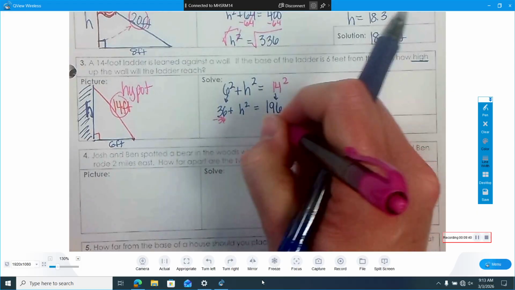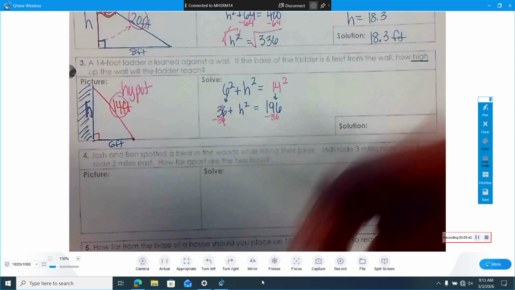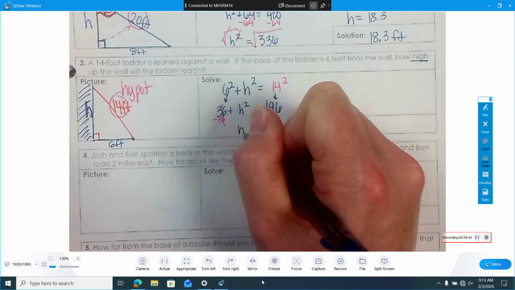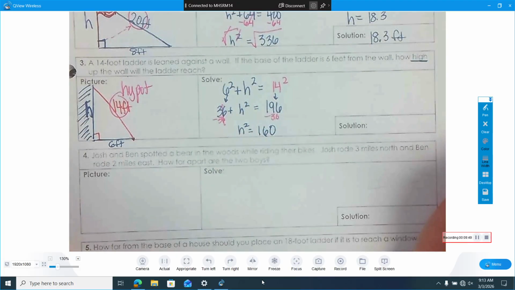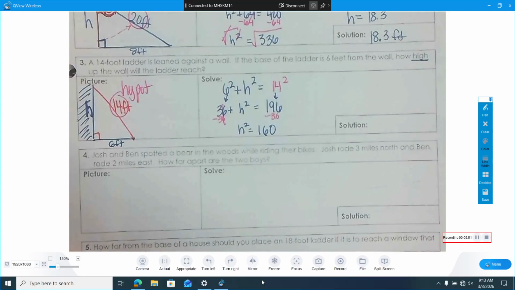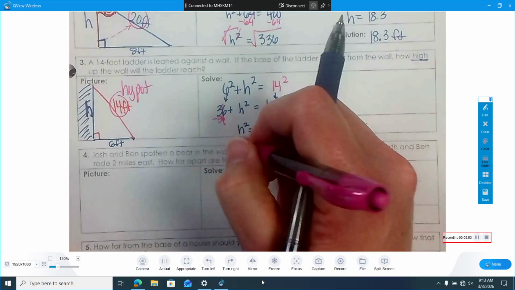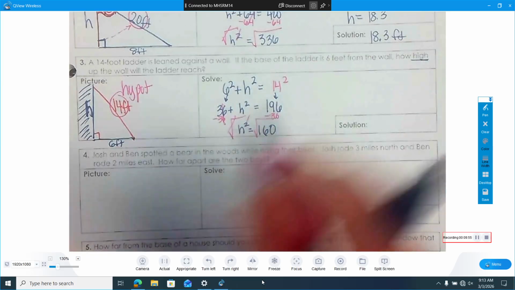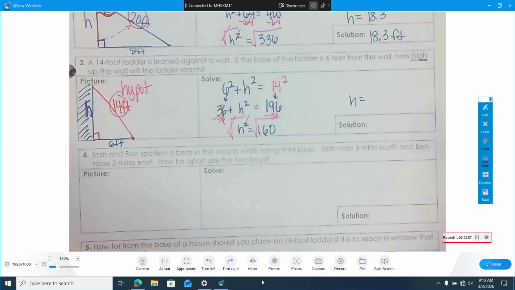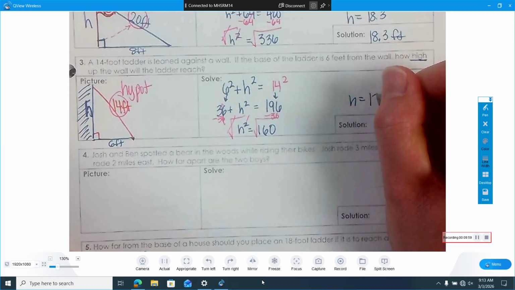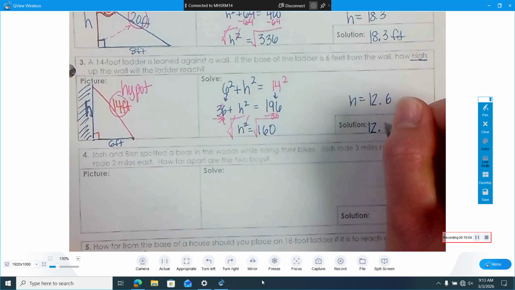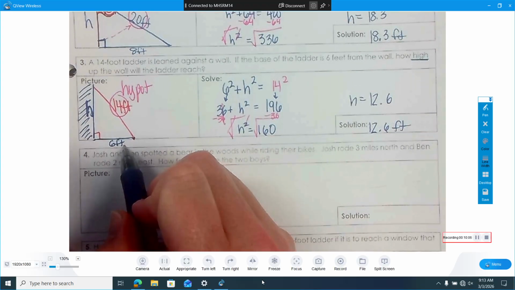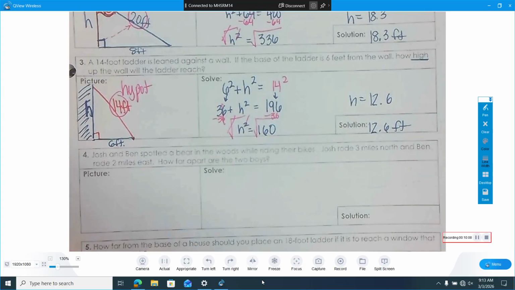And then what should we do? Minus 36. Beautiful. So we get H squared equals 160. And then how do we get H by itself? Square root. So we get H equals 12.6 in our calculators. And the units they gave us were feet, so 12.6 feet.